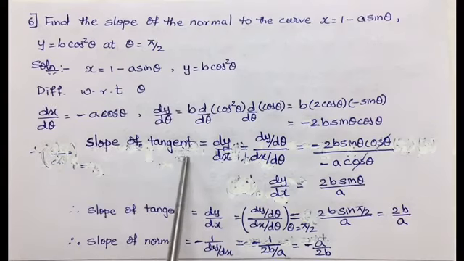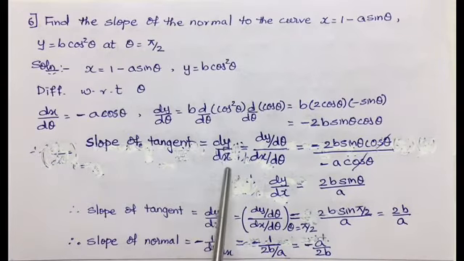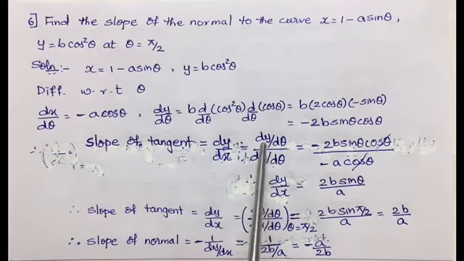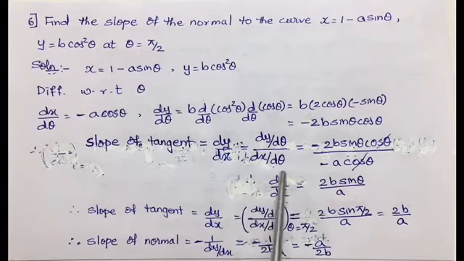Now slope of tangent is dy by dx. That is how we calculate slope of tangent. And with the parametric form it becomes dy by d theta upon dx by d theta.